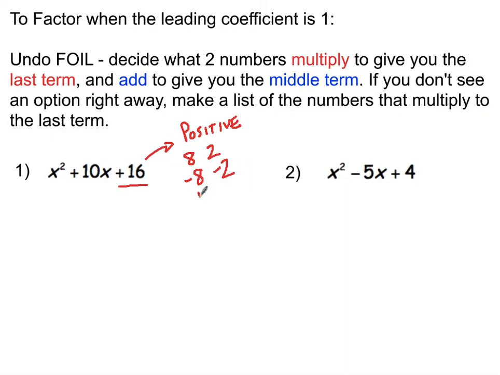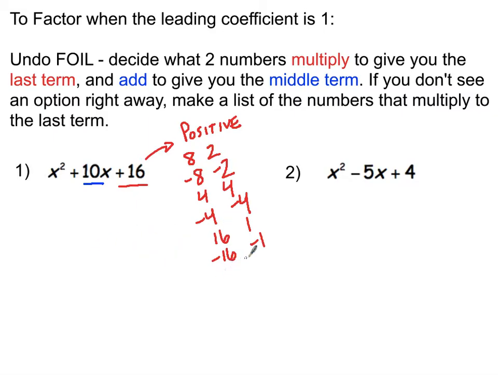Some other options, we could have a 4 and a 4, or we could have a negative 4 and a negative 4, or we could have a 16 and a 1, or a negative 16 and a negative 1. Are those all the things that multiply to positive 16? Just make sure of that. Now what we want to do is find the combination here that adds to give us the middle term. So they need to add to give us 10.